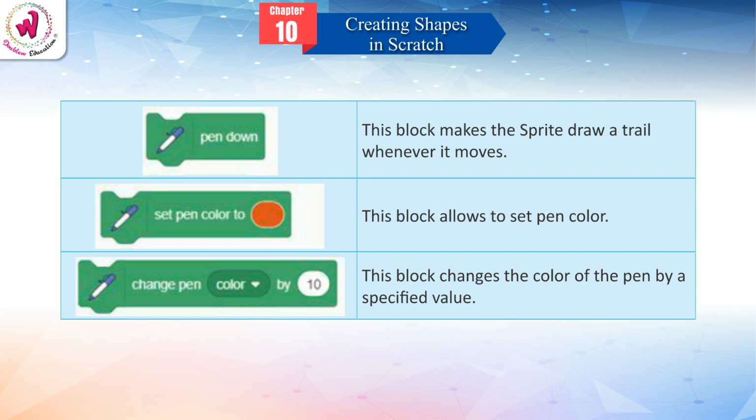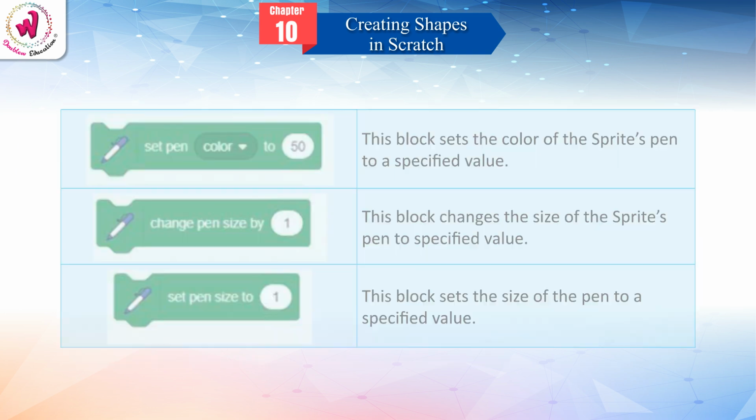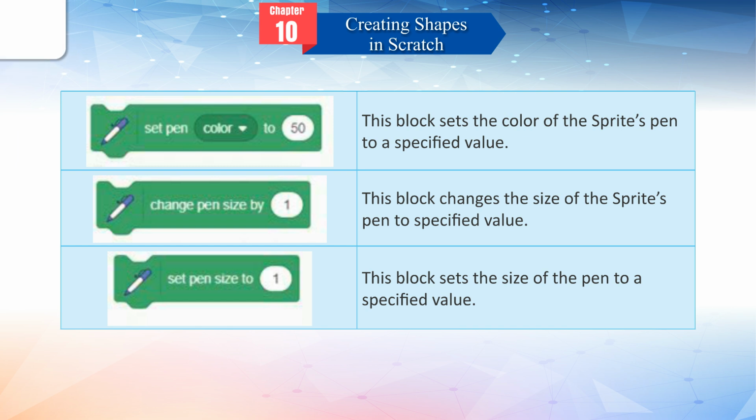Change pen color by 10. This block changes the color of the pen by a specified value. Set pen color to 50. This block sets the color of the sprite's pen to a specified value. Change pen size by 1. This block changes the size of the sprite's pen by a specified value. Set pen size to 1. This block sets the size of the pen to a specified value, 1.